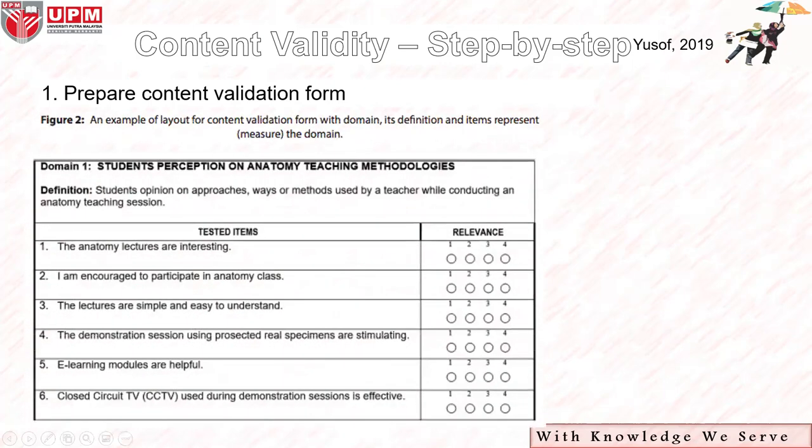Okay, next one. So we prepare in this form. We do this before data collection, even before the pilot test. So for example, you provide your DV, and then the definition, your operational definition, and then the list of items. Later on, the expert will evaluate the relevancy of your items.